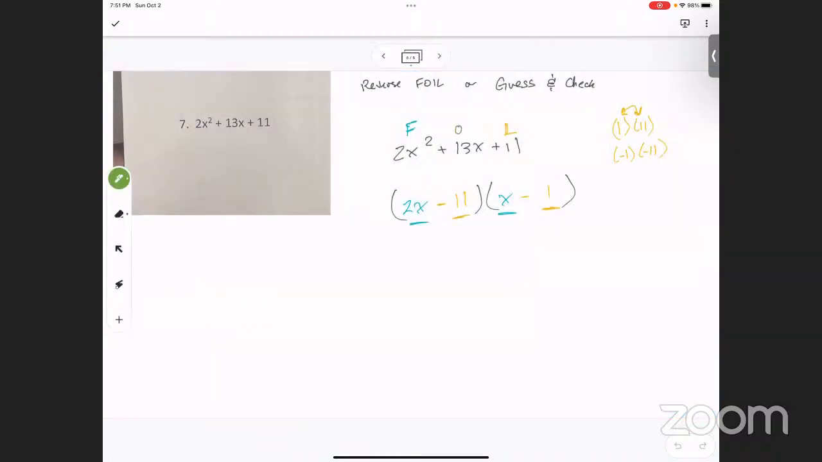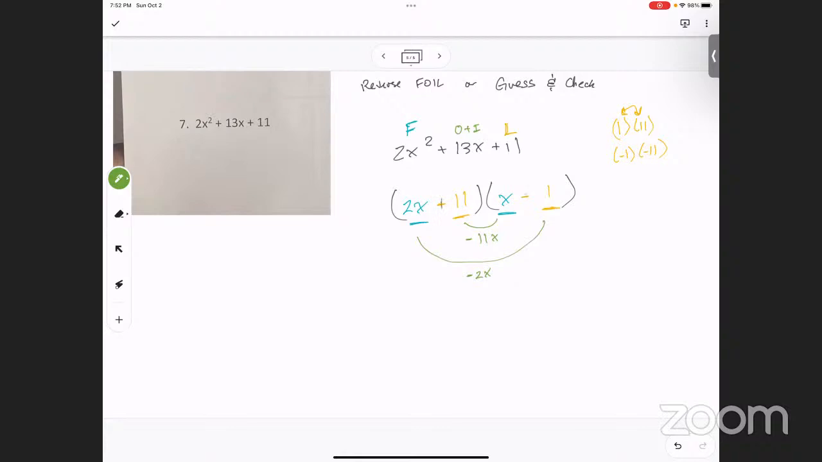So what's my outside plus my inside? The outside is negative 2x, and the inside is negative 11x. Good. And does that add up to positive 13x? Is negative 11x plus negative 2x equal to positive 13x? No, it equals negative 13x. Oh, that's so close. So what can we do to make it work? Make both of them positive. Perfect.